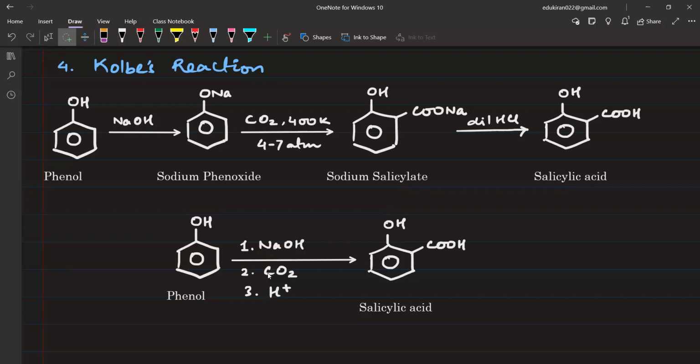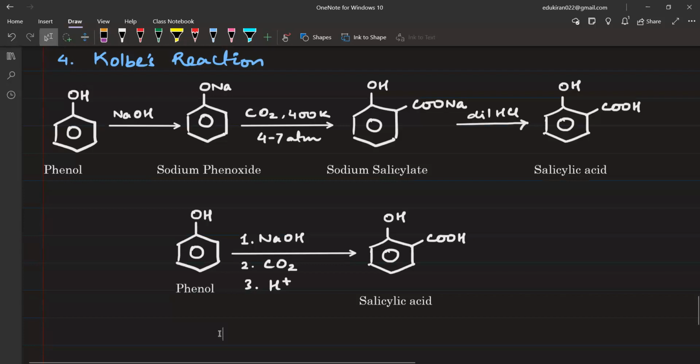Okay. You can write this. If they ask you Kolbe's reaction, then you can write this reaction also. Okay, no need to write the statements, at least in the boards. I have seen the mark schemes and everything. You don't need to write the statements. You just need to write the reaction. अगर Kolbe's पूछा है तो CBSE accepts both the things, either the statement or the reaction.